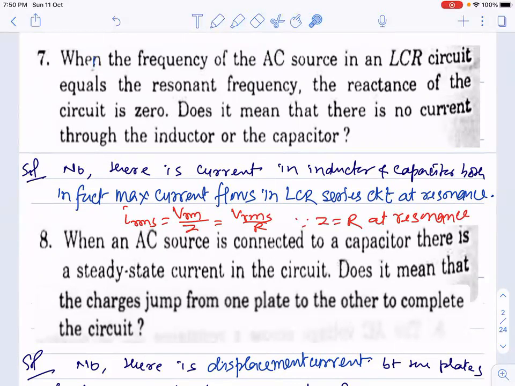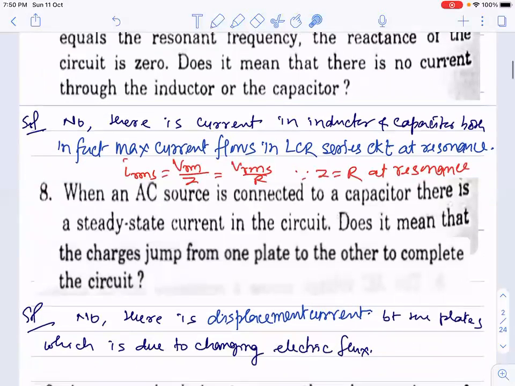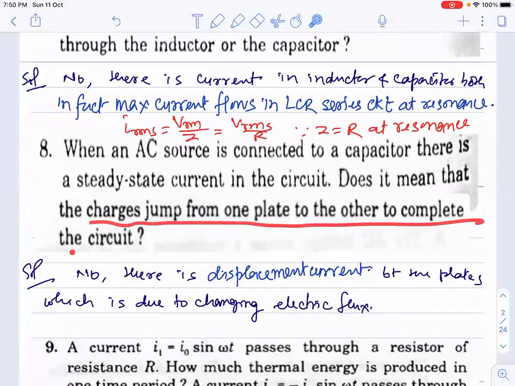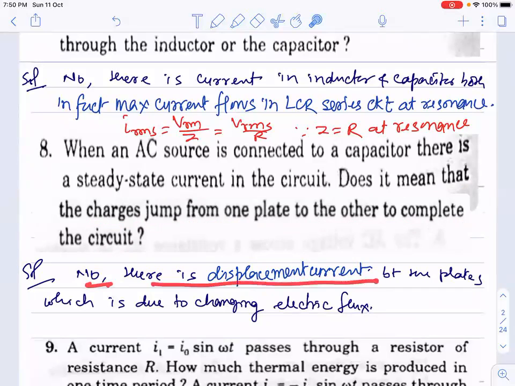All right. Next one is, when an AC source is connected to a capacitor, there is a steady state current in the circuit. Does it mean that the charges jump from one plate to another plate in the circuit? Answer is no. There is displacement current between the plates, which is due to the changing electric field.